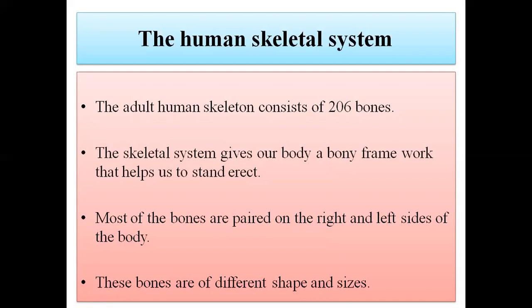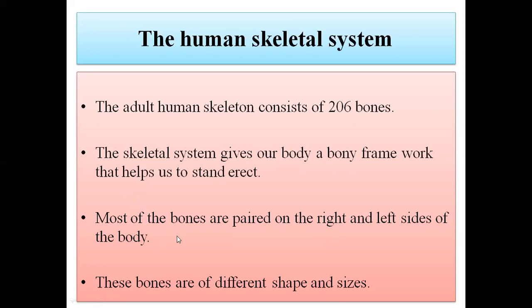Children, you can imagine if we did not have the skeletal system, our body would not have a definite shape and structure. We would look very ugly and irregular. There are some microorganisms which do not have a skeletal system. In the last PPT, children, you studied about microscopic organisms and saw that they don't have a particular structure. For example, amoeba has an irregular shape. So children, the skeletal system gives our body a bony framework and helps us to stand erect.